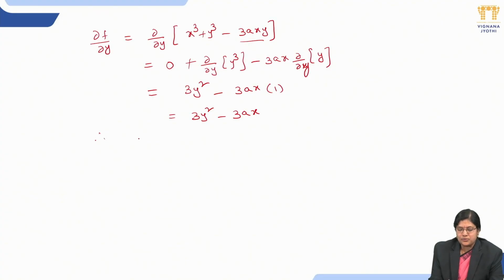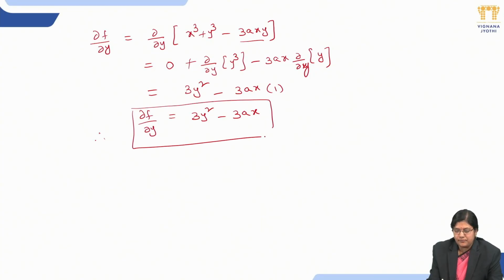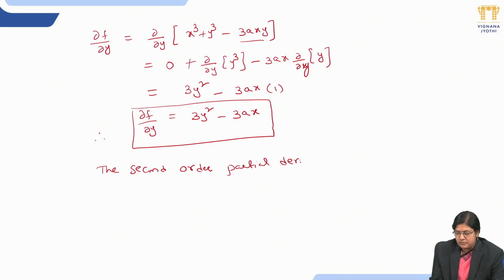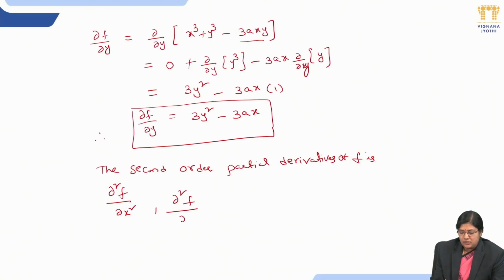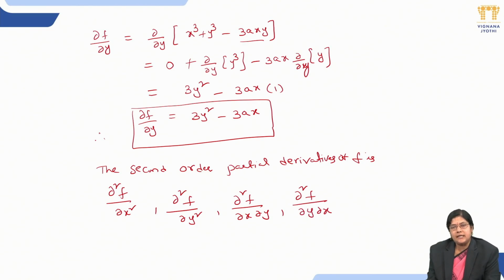Therefore, the first order partial derivatives of f with respect to x and y are denoted by ∂f/∂x and ∂f/∂y. This is ∂f/∂y. Already we calculated ∂f/∂x in the previous step. Now we are going to calculate the second order partial derivatives of f. The second order partial derivatives of f are denoted by ∂²f/∂x², ∂²f/∂y², ∂²f/∂x∂y, and ∂²f/∂y∂x. These all are called second order partial derivatives of f. Now we are going to calculate those values.